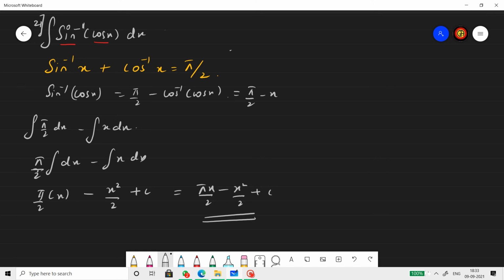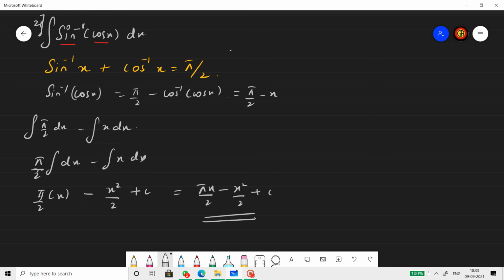Now we can cancel sine inverse cos x only if I change this sine inverse to cos inverse form or switch cos x to sine form. The best way is to change sine inverse to cos inverse form. There is an identity available for that. Sine inverse x plus cos inverse x is pi by 2. Here x role is played by cos x.